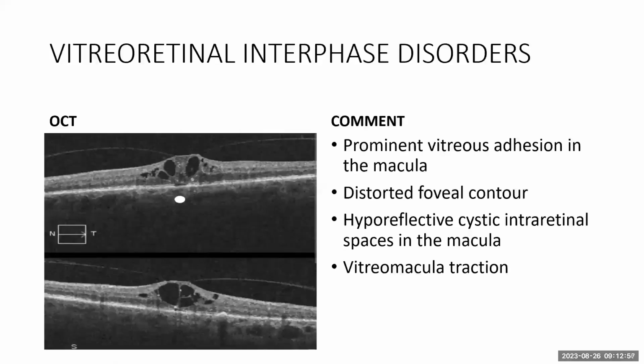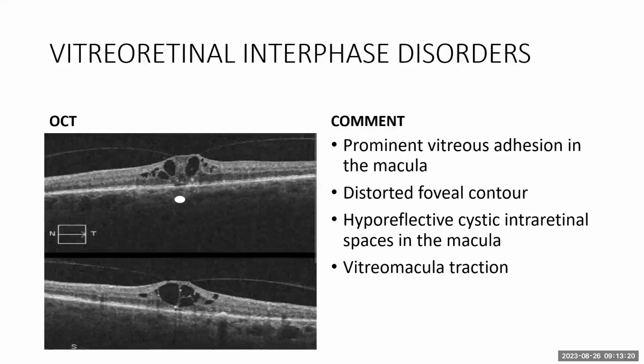That's the difference. So this is another OCT: prominent vitreous adhesion at the macula. That's one part. Distorted foveal contour. That's it. We are meant to have a depression down in, but it's distorted, and you have these hyporeflective spaces here. Okay. Now the treatment differs.